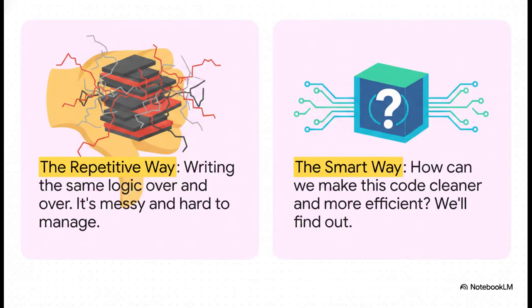Okay, let's get right into it. You know that feeling when you're coding and you realize you're writing the same chunk of code over and over and over again? It works, sure, but it's messy. It's hard to read. And if you have to change one tiny thing, you have to hunt it down and change it everywhere. We call that the repetitive way. But what about that empty box on the right? What's the smart way? Well, by the end of this, we're going to fill that in.